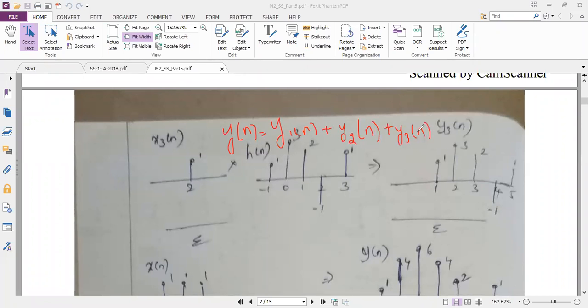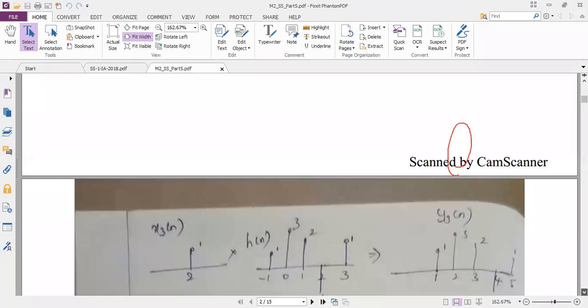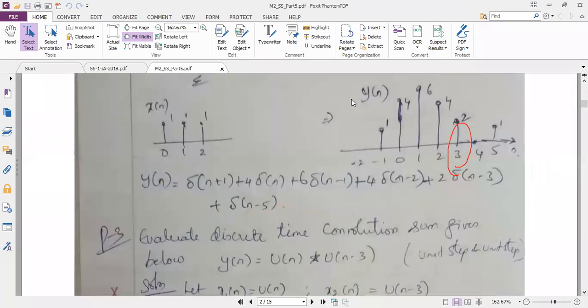Now I want you to just see the outputs. Let me scroll it up a bit. In the first 2 diagrams, I can see at -1, I have the value only in the first output. At y2 of n and y3 of n, I do not have anything at -1. So I can write my first output as 1 only. I'm adding the amplitudes. I hope you are getting it. My output at -1 is 1 only, because the other outputs do not have anything at -1.